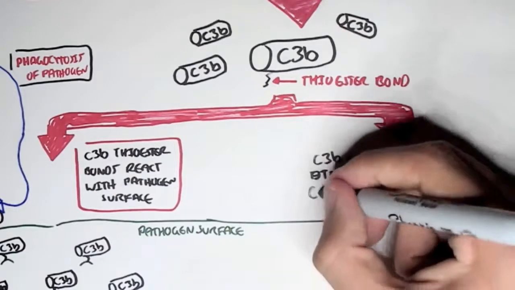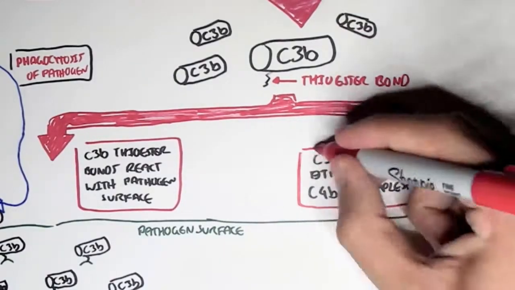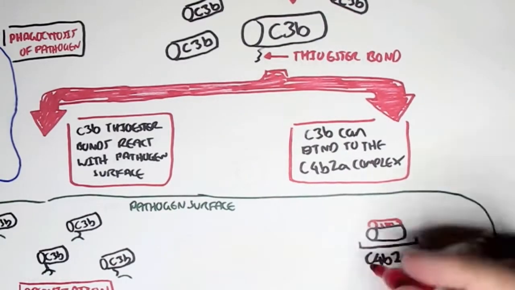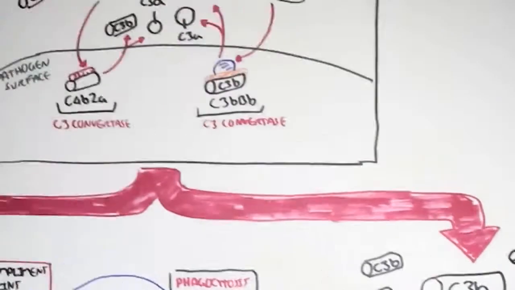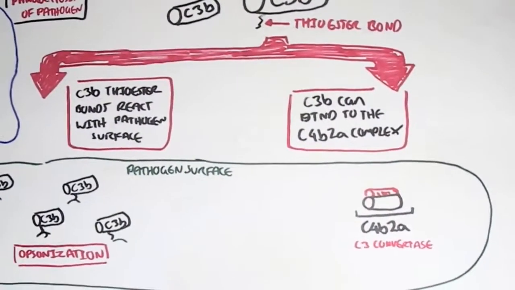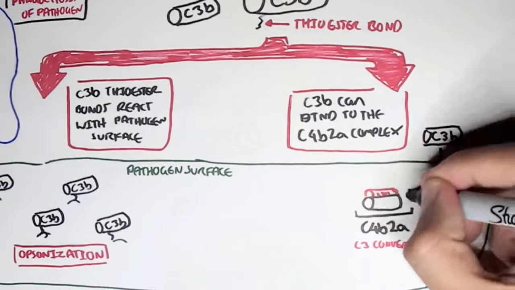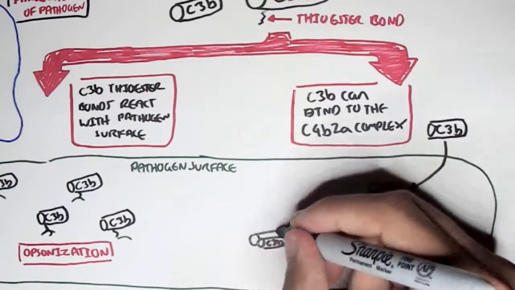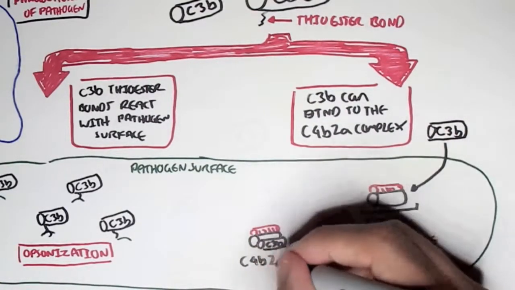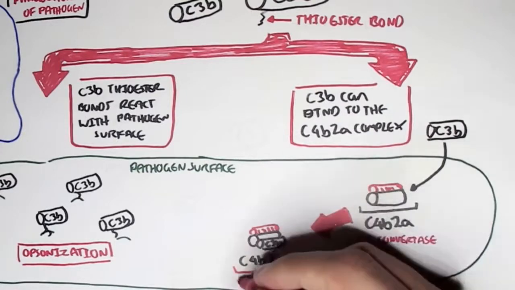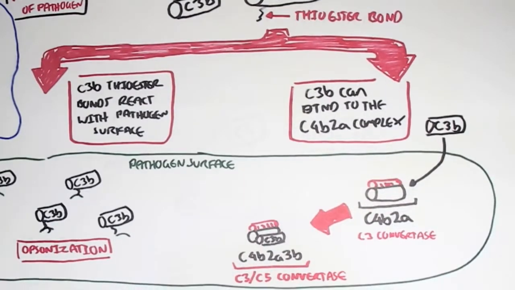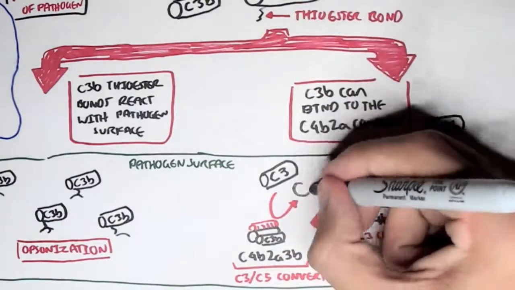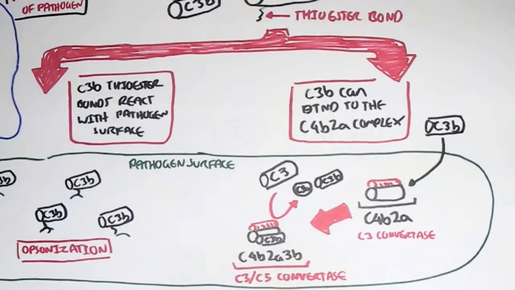C3b can alternatively bind to the C3 convertase, specifically the C4b2a complex from the classical pathway or the lectin pathway, if you remember. Now, when it binds, the C3b will bind to this C4b2a complex, which will then form the C4b2a3b complex, also known as the C3-C5 convertase. And so this C3-C5 convertase can do two things. It can still split or activate C3 to form C3a and C3b.